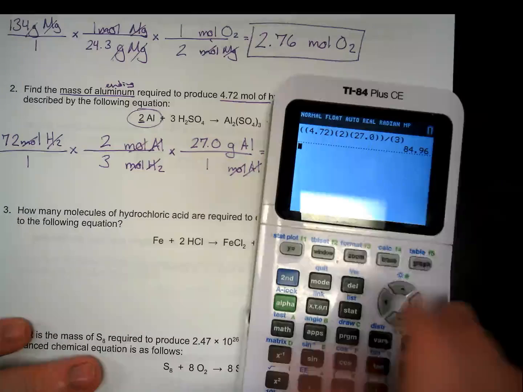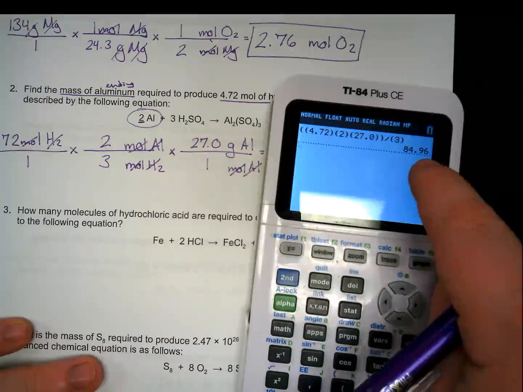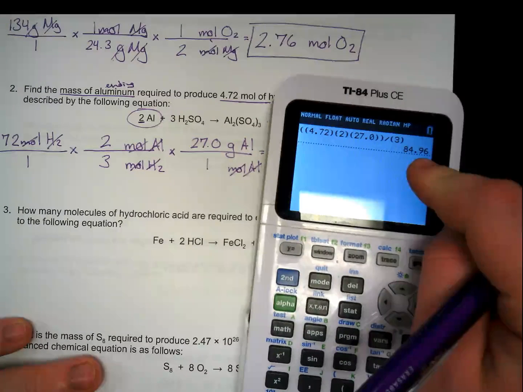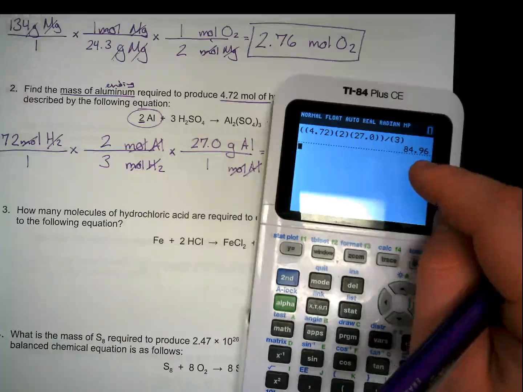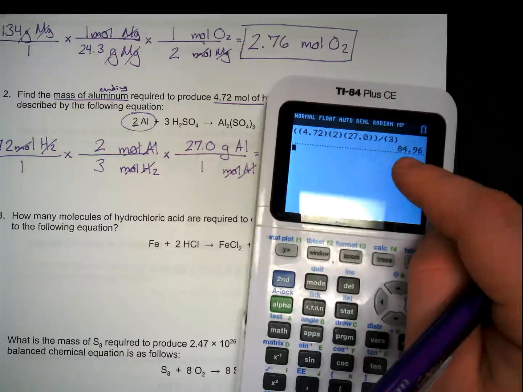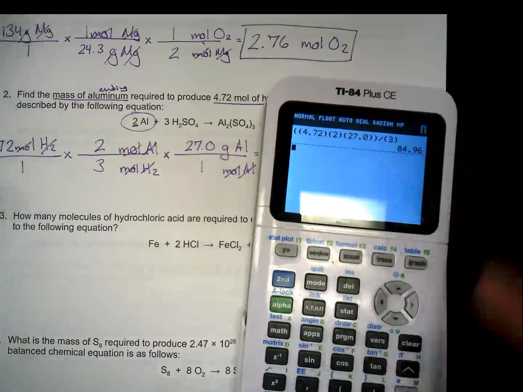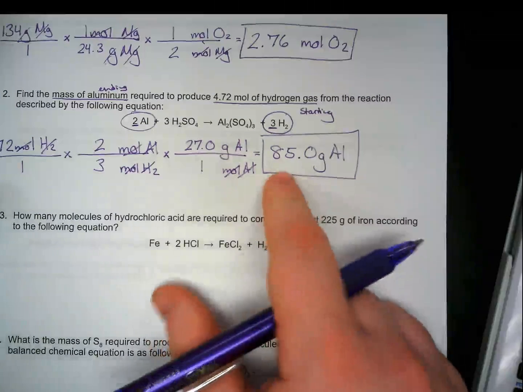Okay, so again, there's a 6 next to that 9, so that means that I round my 9 up, because this has to all be just 3 sig figs. And when I round my 9 up, it's going to change this from 84.9 to 85.0, which is exactly what I have here.